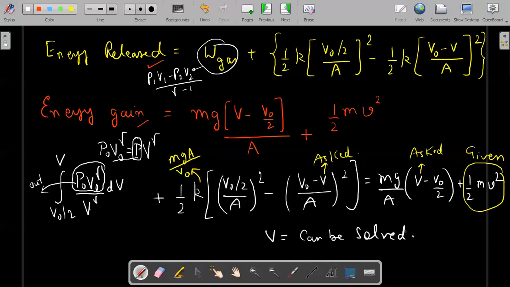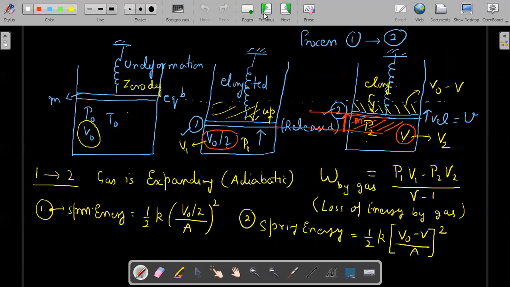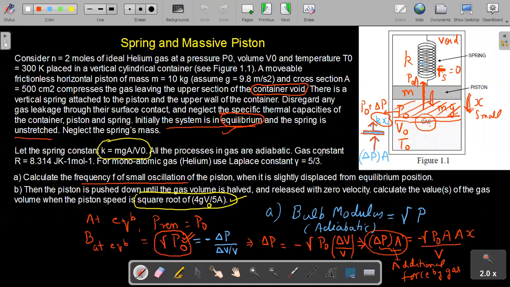So these were the two parts of this question, and we have solved both parts. One is the oscillation and the second is the thermodynamic process.